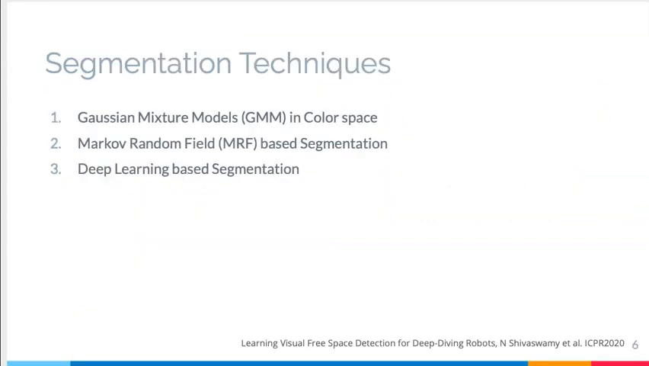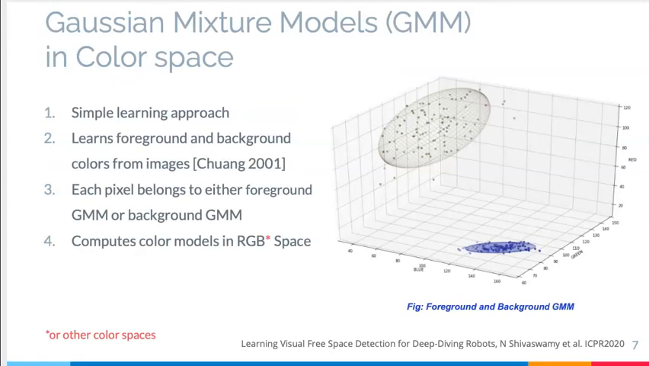We use 3 segmentation techniques. First, we start by outlining a baseline pixel-wise classification approach using Gaussian mixture models. Then we have Markov random field to model each pixel probability. Then we have neural network based segmentation.